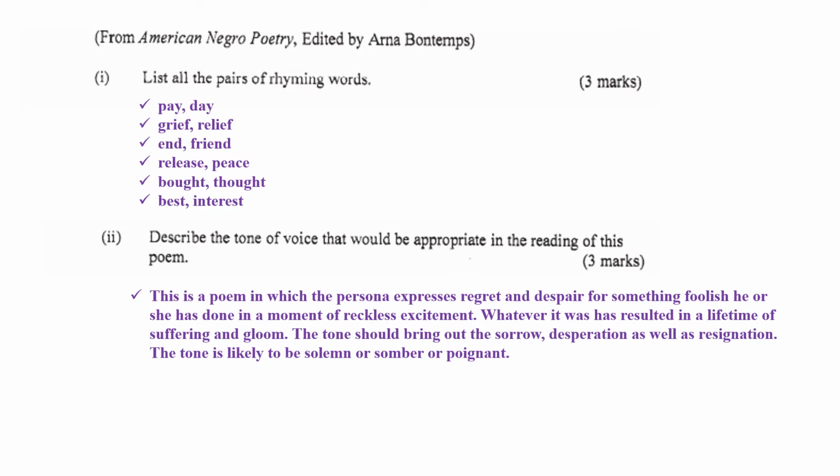Question 2. Describe the tone of voice that would be appropriate in the reading of this poem. Good students, you're required to describe right there. Now, this is a poem in which the persona expresses regret and despair for something foolish that he or she has done in a moment of reckless excitement. Whatever it was has resulted in a lifetime of suffering and gloom. The tone should bring out the sorrow, desperation, as well as resignation. The tone is likely to be solemn, or somber, or poignant.